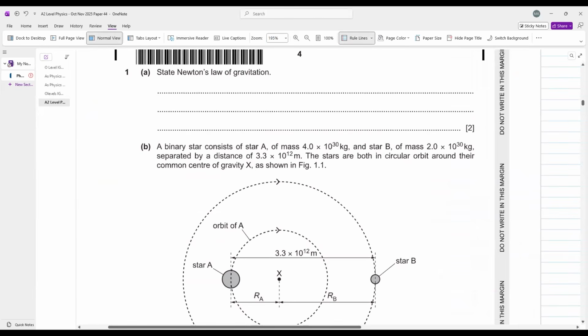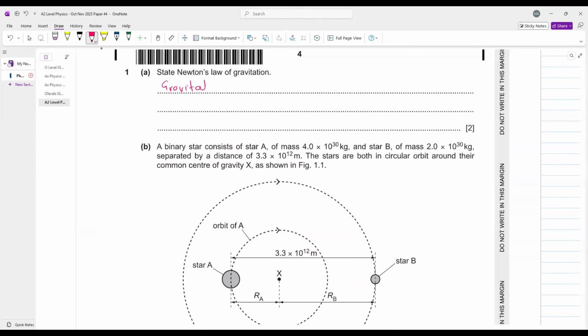State Newton's law of gravitation. What does Newton's law of gravitation say? It basically states that the gravitational force is directly proportional to the product of masses and inversely proportional to the square of separation between the masses. You can write the gravitational force or the gravitational force of attraction, both of them are correct.